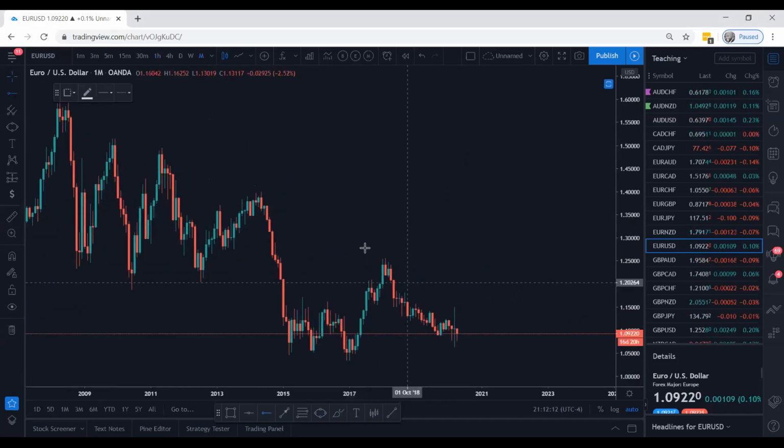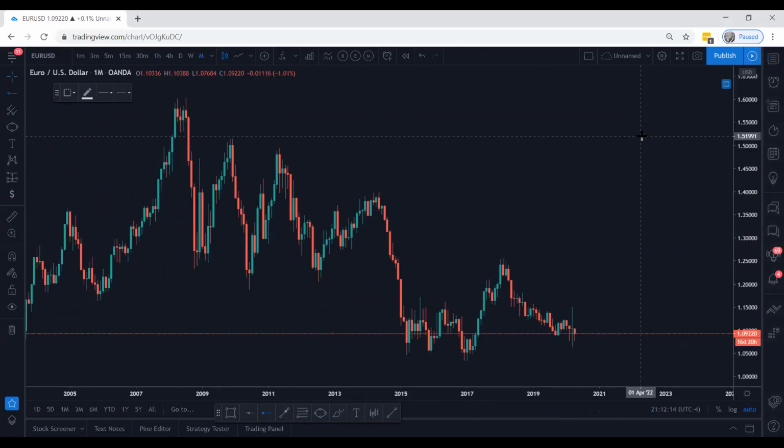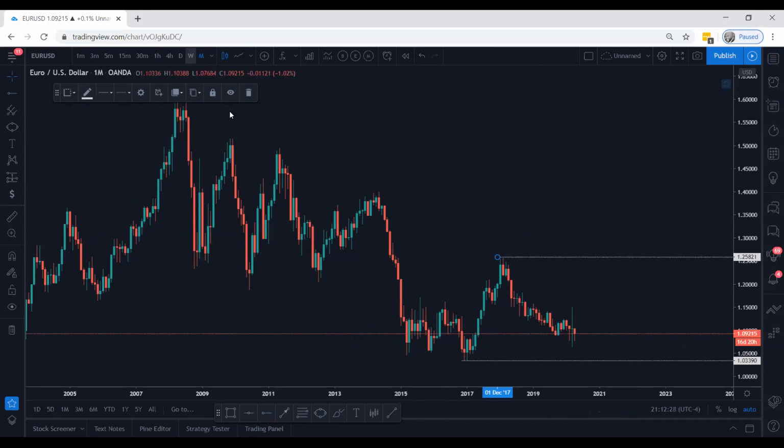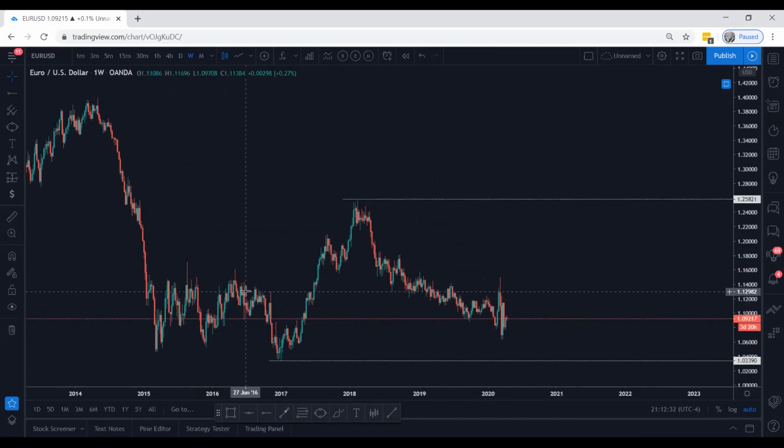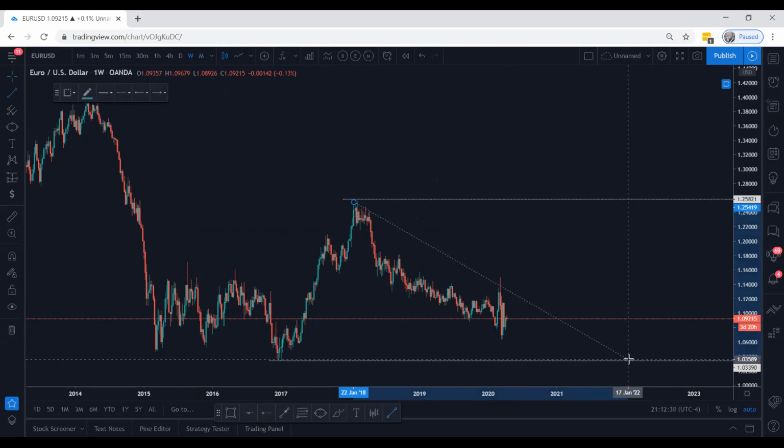Alrighty. So on our monthly, what are we looking for? Highs and lows. Awesome. I'm going to go here and here. Weekly, we are looking for our most recent trend. So, downtrend.